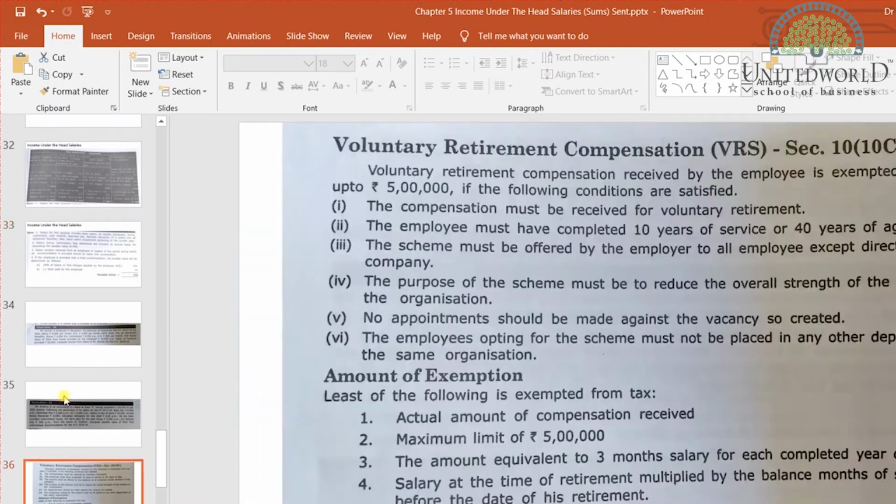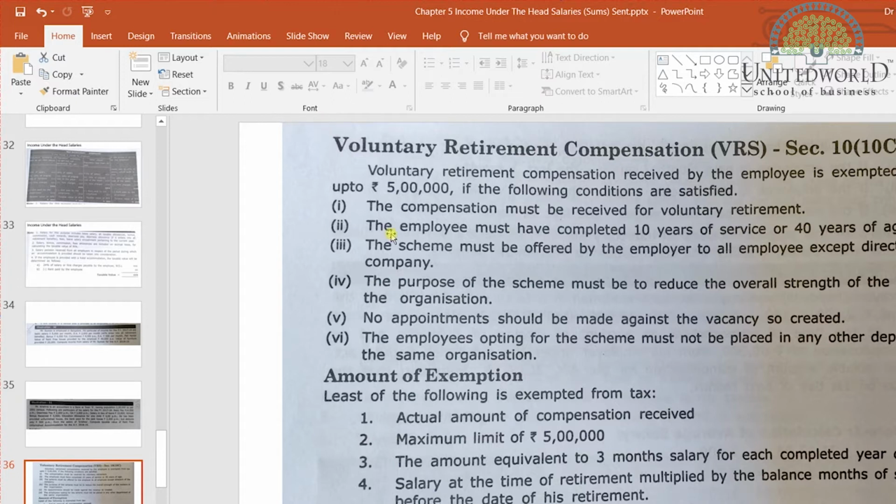Let's jump to, yes, this is VRS, we have left here. Now what does this VRS mean? VRS stands for the voluntary retirement scheme. Here we have to emphasize the word voluntary. Voluntary means this is not a normal retirement, a person is retiring voluntarily.